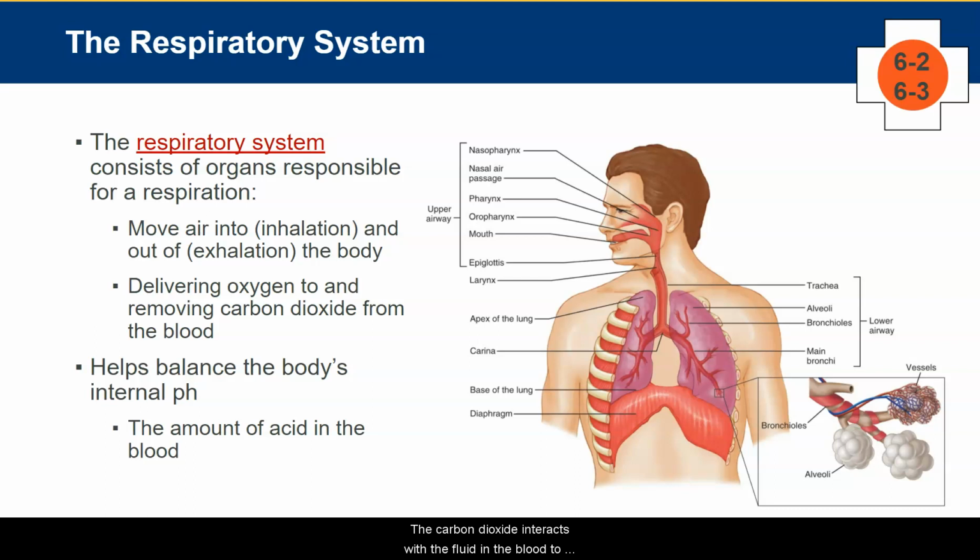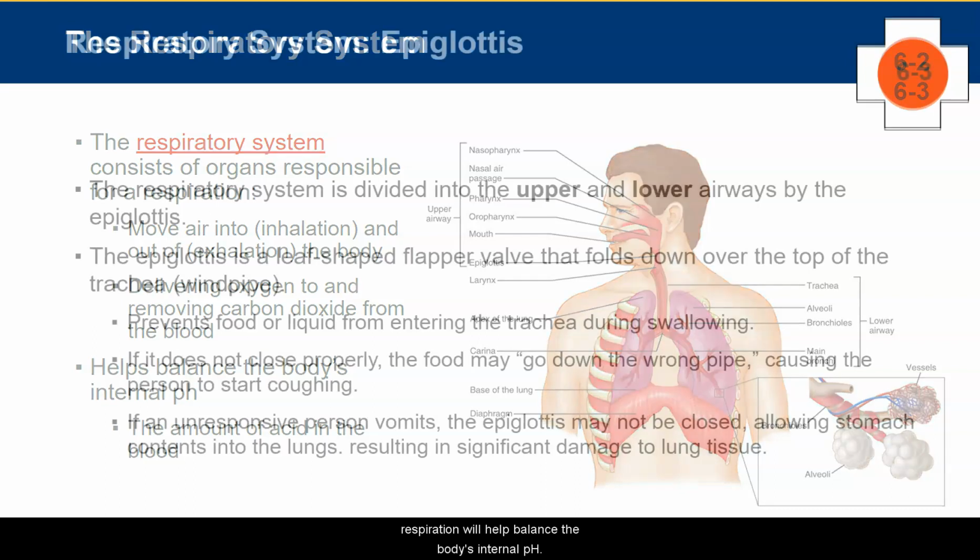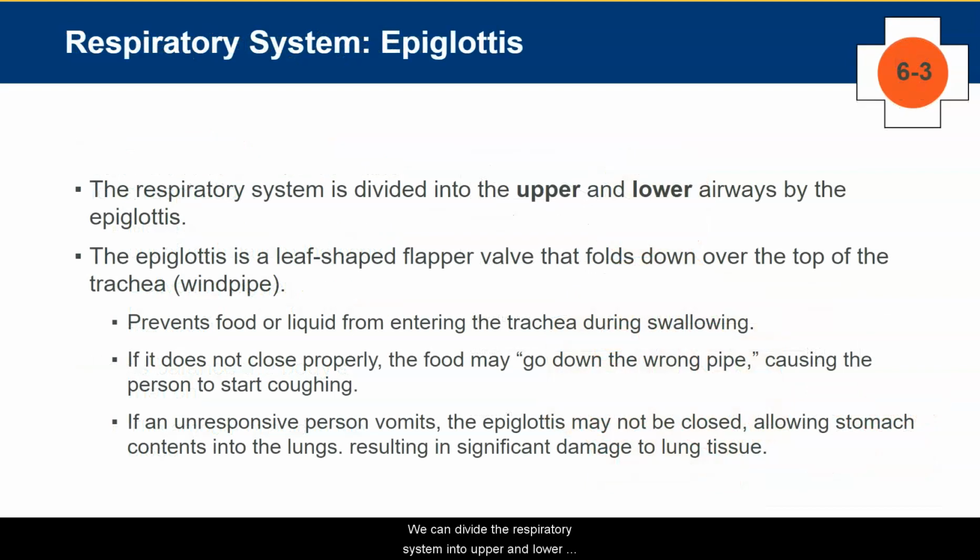Now, the carbon dioxide interacts with the fluid in the blood to actually produce something called carbonic acid. And so respiration will help balance the body's internal pH. We can divide the respiratory system into upper and lower airways, and the dividing point will be the epiglottis. The epiglottis is that valve that closes over the top of the trachea while you're eating to make sure that food and liquid goes down the esophagus instead.